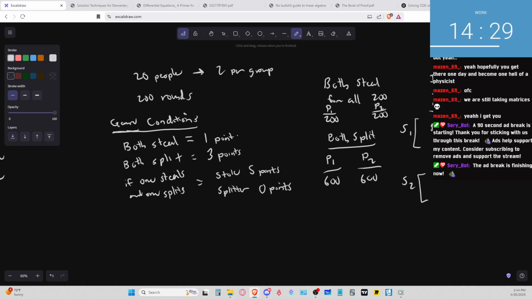Yeah, the S represents scenario. So let's say player 1 steals, like, all 200 games, and that means they would get a lot, and player 2 would get 0, and if player 2 steals more, then they would get 1,000. So this is kind of like a game theory type of question.